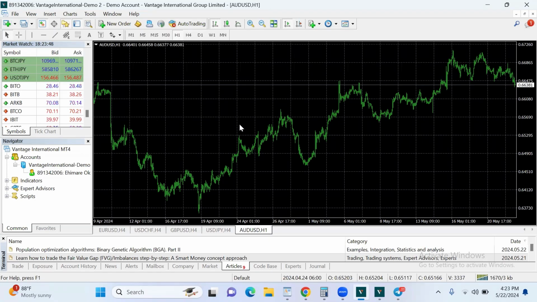Now, if you are able to do that, it's possible as well to bring your external indicators into MetaTrader, and then you can use them as well, right? A future class will talk about that.